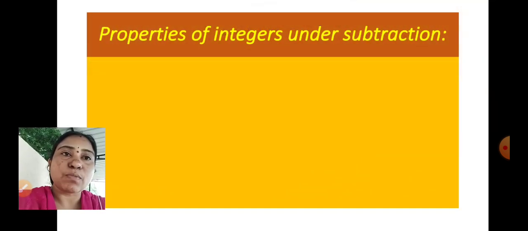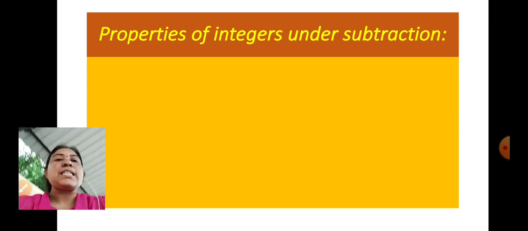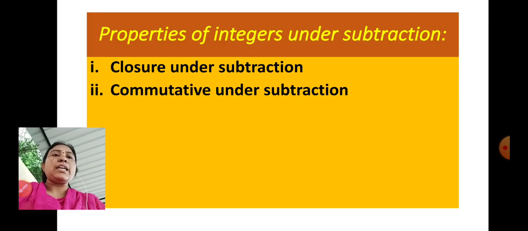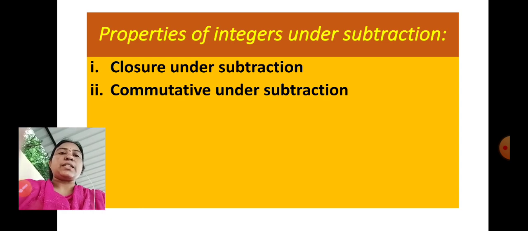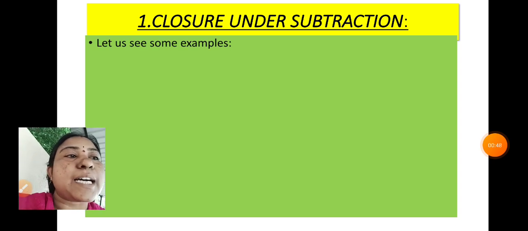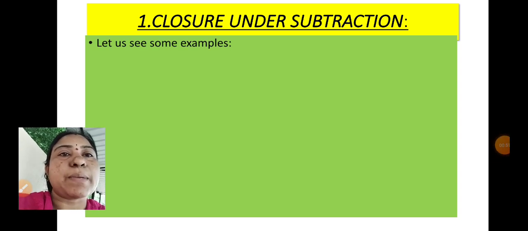Okay. The first one, properties of integers under subtraction. Here we have two properties. One is closure under subtraction, the other is commutative under subtraction. Now the first one is closure under subtraction. Let us see some examples.